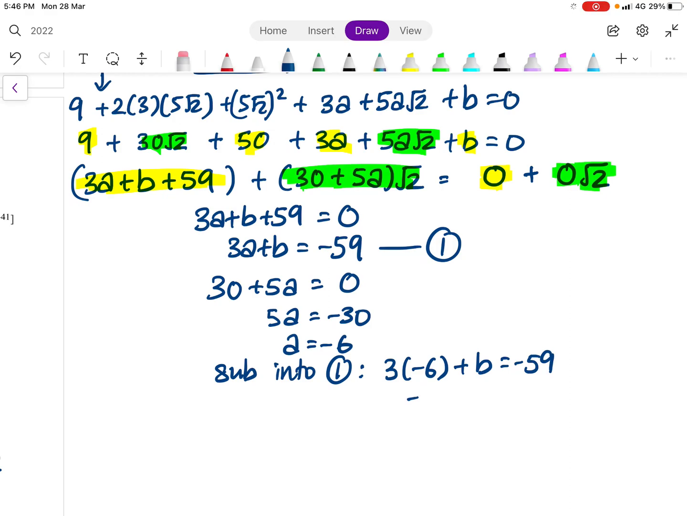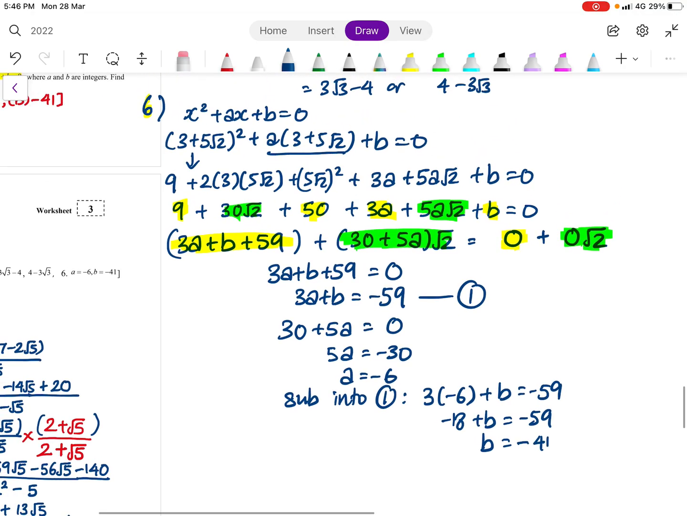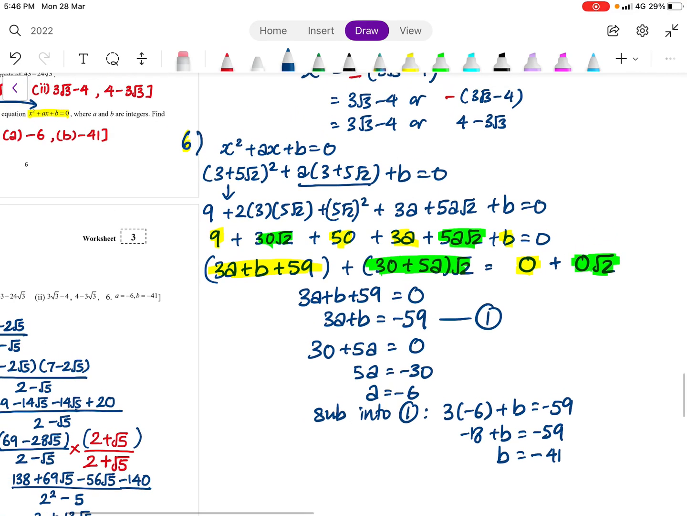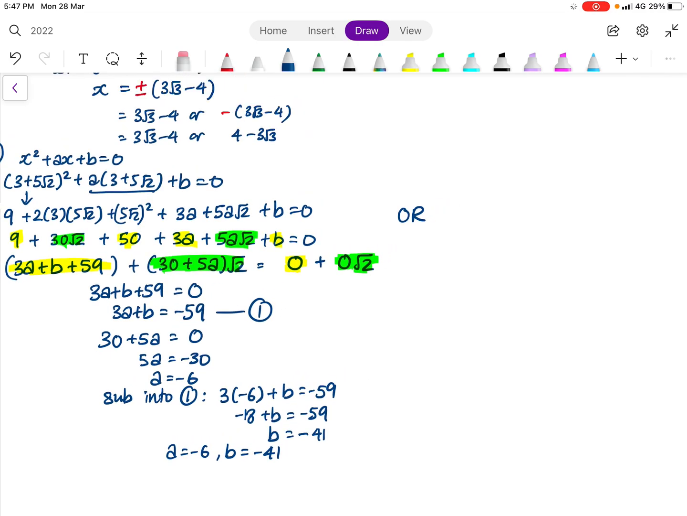So negative 18 plus b equals to negative 59. b equals to negative 59 plus 18, negative 41, right? Negative 41. Okay, so my a is negative 6, b is negative 41. How? Do you like it? If yes, then you can stop the video. If not, I have a lot of methods to teach. Okay?